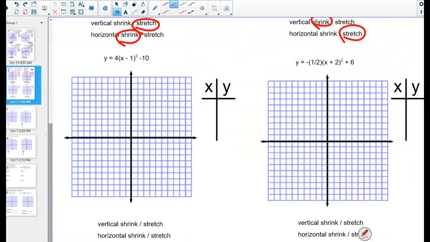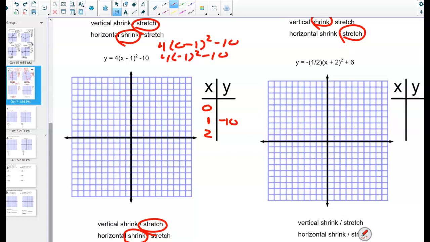So this one here, the 4 represents vertical stretch, horizontal shrink. Okay. The vertex, 1, negative 10, which means I'm going 0 and I'm going 2. If I plug a 0 in, 0 minus 1 squared minus 10, negative 1 squared minus 10, negative 1 squared is a positive 1, and 4 minus 10 is a negative 6. So that's what these points should be. 1, negative 10, 0, negative 6, 2, negative 6.